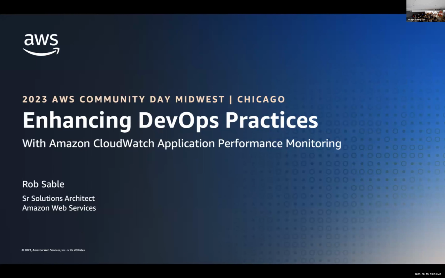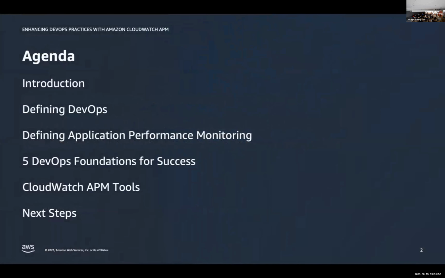So today I'll be talking about how to enhance your DevOps practices using AWS tools, primarily CloudWatch. We're going to talk about DevOps, talk about application performance monitoring. I'll go through 5 foundations for success, and then we'll talk about the CloudWatch APM tools that you can use to do this in your own workloads.